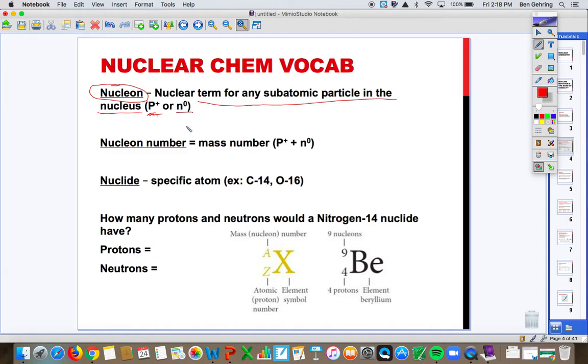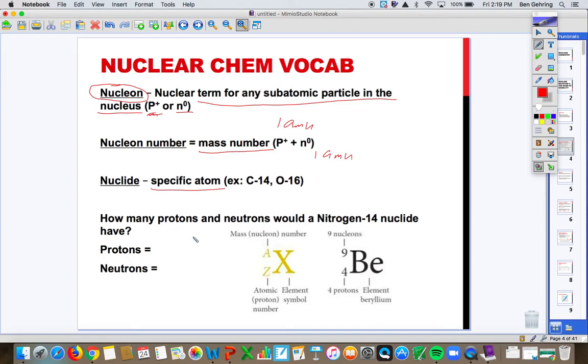That being said, our nucleon number is going to be the same as our mass number, because we know that protons have a mass of 1 AMU, and neutrons also have a mass of 1 AMU. Electrons have a mass of 0. So our nucleon number and our mass number are the same thing, because both particles with a mass are found in the nucleus. And then a nuclide is any specific atom. For example, carbon 14, oxygen 16, all of those are nuclides.